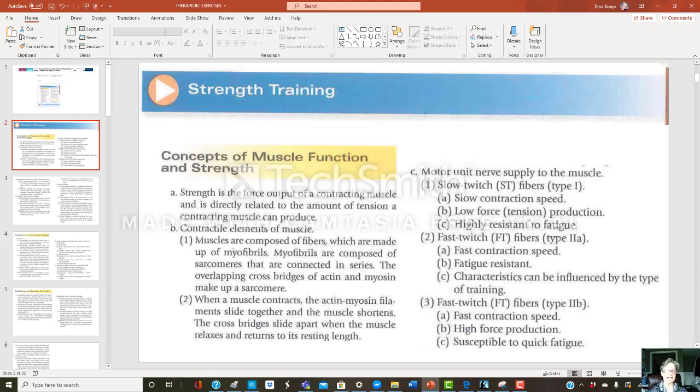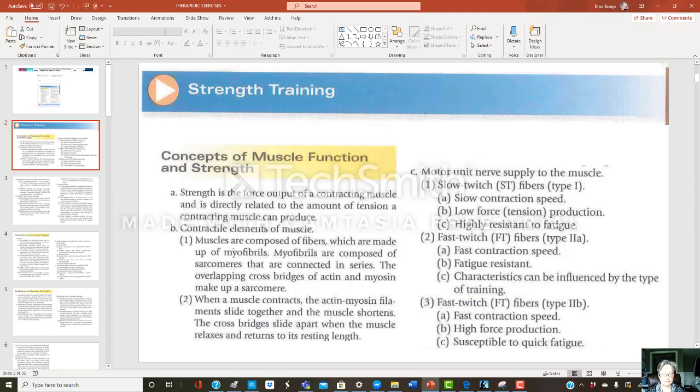Okay, strength training, concepts of muscle function and strength. Strength is the force output of a contracting muscle and is directly related to the amount of tension a contracting muscle can produce.